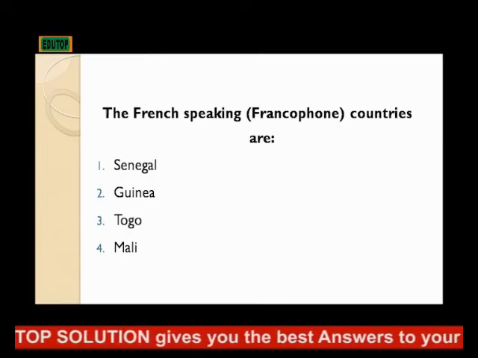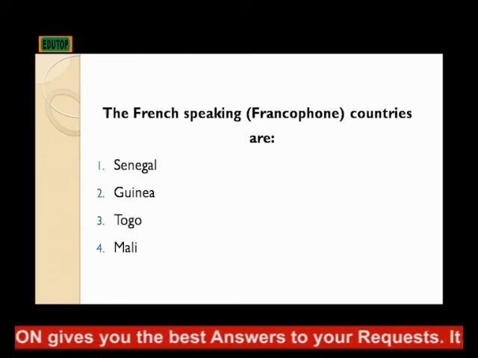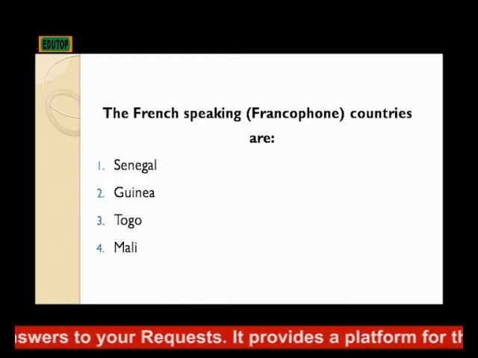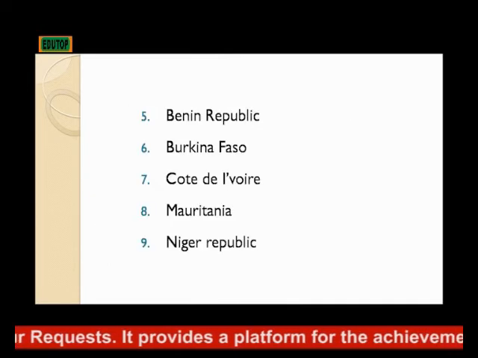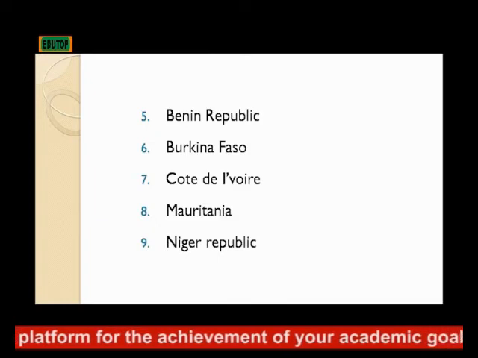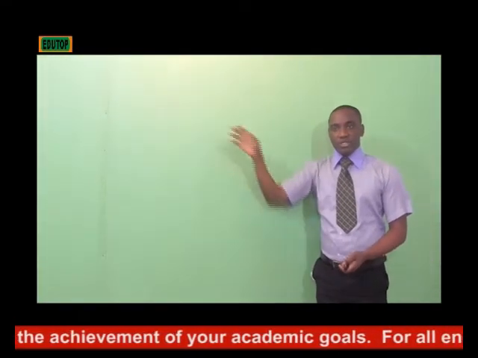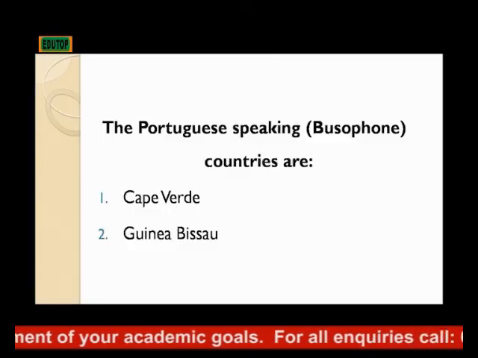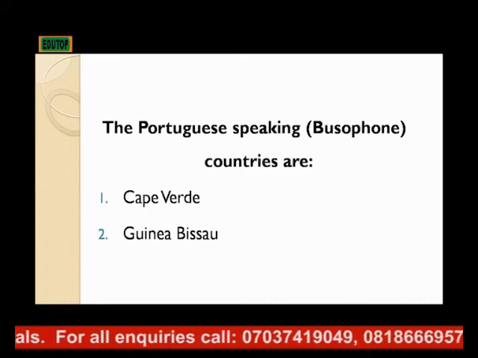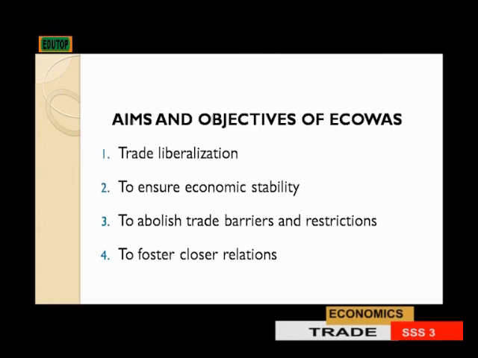Two, we have the French-speaking countries that we refer to as Francophone countries, which comprise Senegal, Guinea, Togo, Mali, Benin Republic, Burkina Faso, Cote d'Ivoire, Mauritania, Niger Republic. Those are the French-speaking countries. And we have the other 2 countries that speak Portuguese that we call Lusophone countries, which are Cape Verde and Guinea-Bissau.